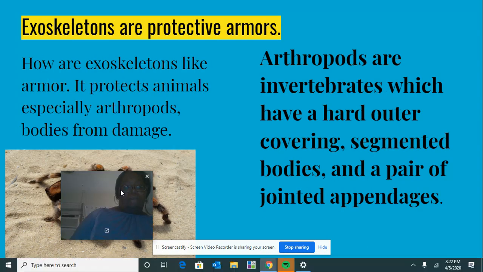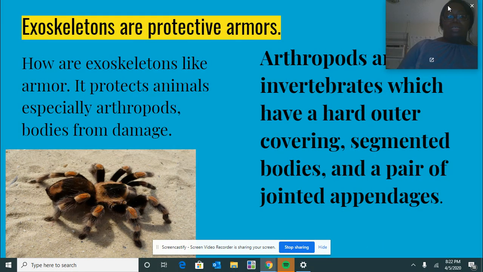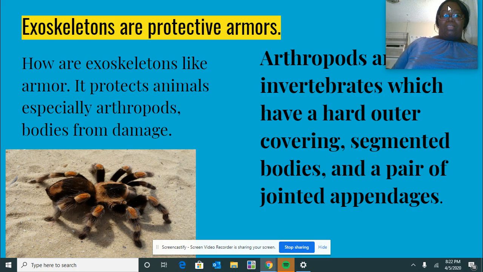So our next featured guest is the tarantula. Who likes tarantulas? I'm not bothered by them, but I don't have to live by them. I'm not afraid of spiders, but I'm not too fond of some other creepy crawlers.